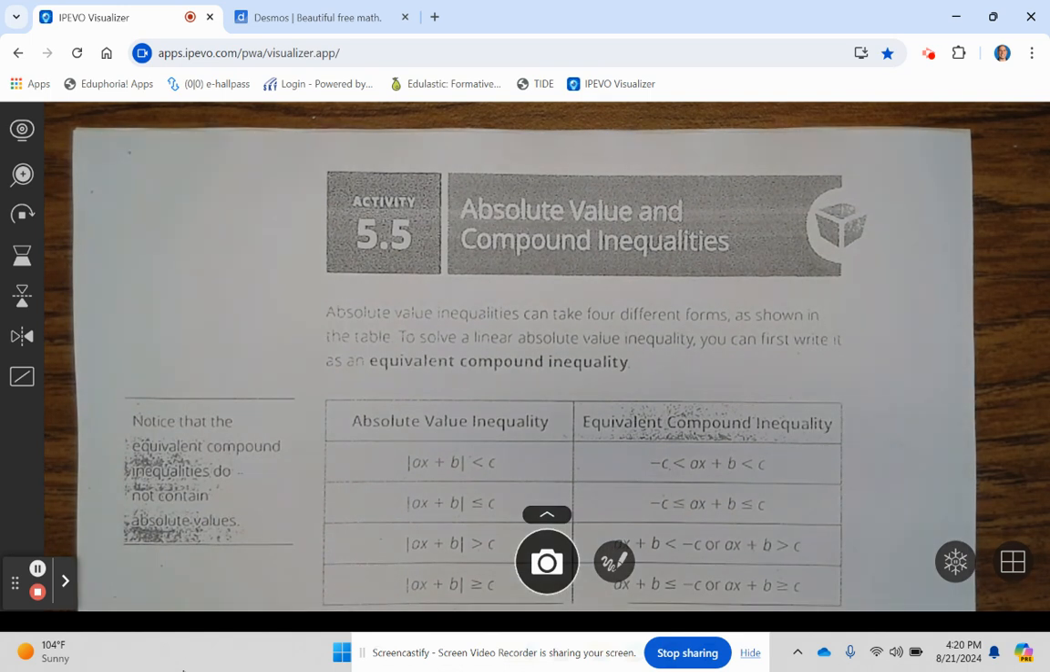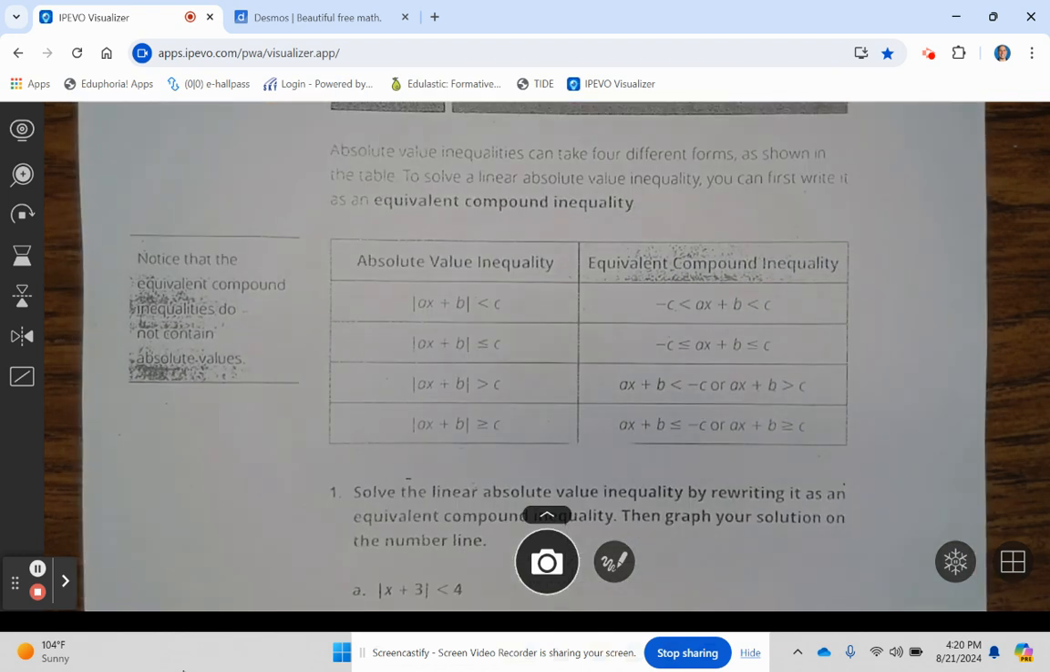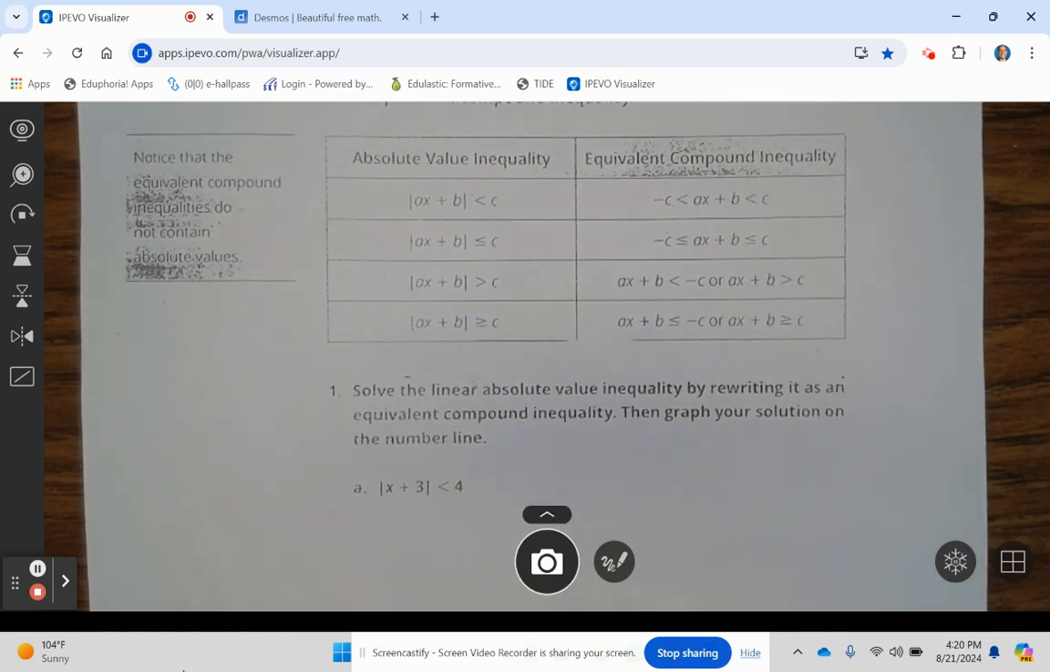Absolute value inequalities can take 4 different forms as shown in the table. To solve a linear absolute value inequality, you can first write it as an equivalent compound inequality. Go ahead and look over the absolute value inequalities and the equivalent compound inequalities. All right, 1. Solve the linear absolute value inequality by rewriting it as an equivalent compound inequality. Then graph your solution on the number line.